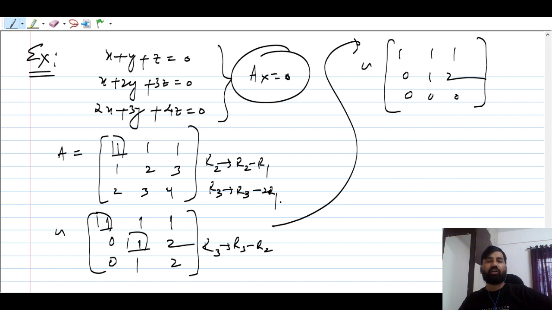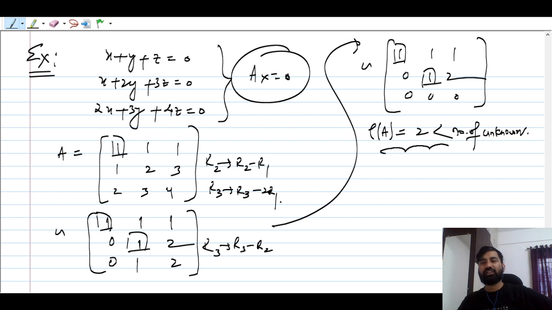So what you can talk about here is, now what is the rank of this matrix? Because there are two pivots, the rank of the matrix A is going to be 2, right? Please remember this: the rank of the matrix is less than the number of unknowns. So rank of the matrix A is 2, which is less than the number of unknowns, right?